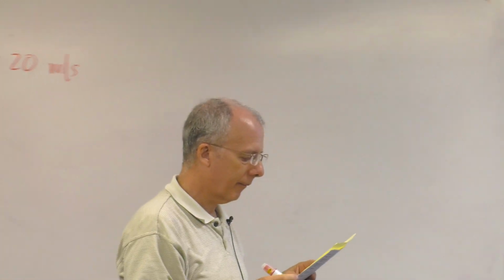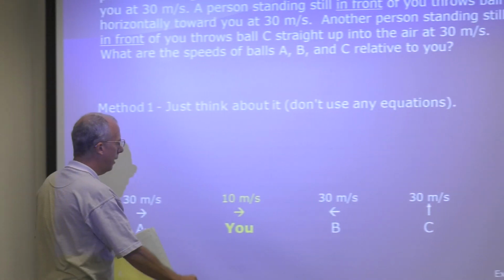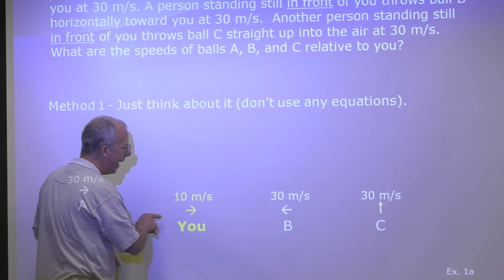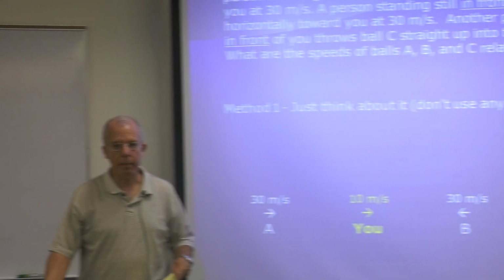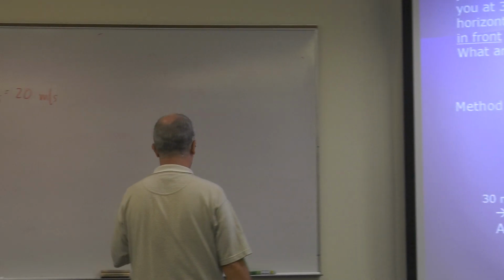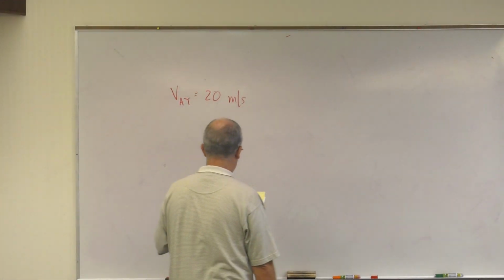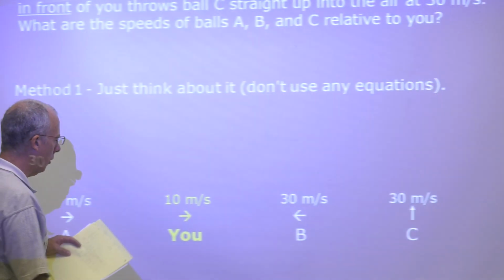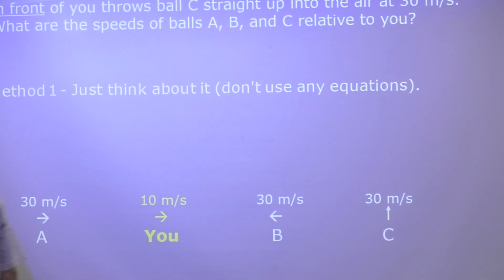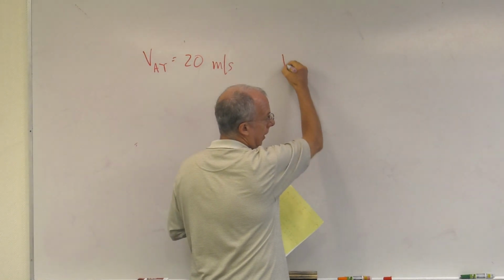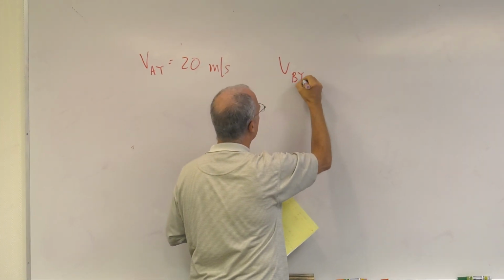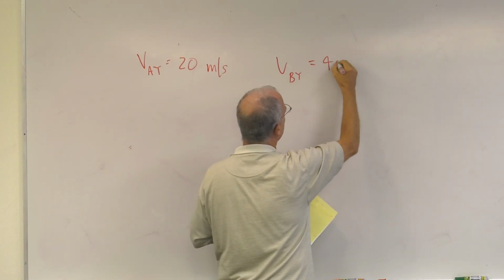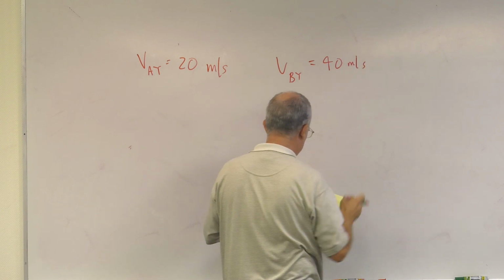Okay, let's do B. Now this one's 30 this way, but you're going 10 that way. So what's it going to be? 40. Right? Just a speed. I mean, the velocity would be this way, but just a speed. So B relative to you is 40 meters per second.